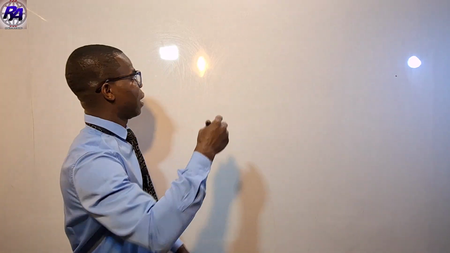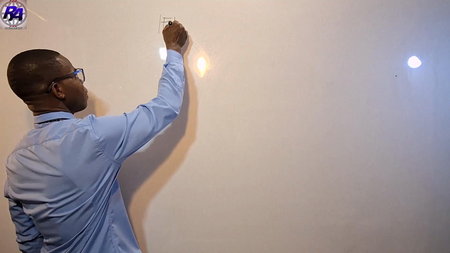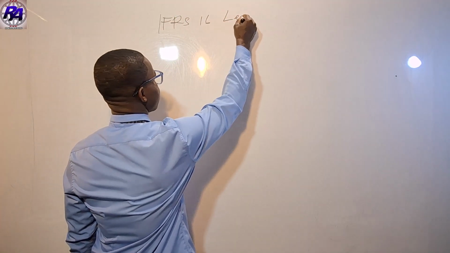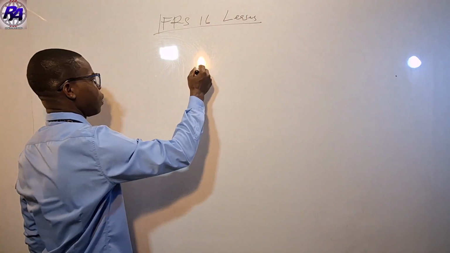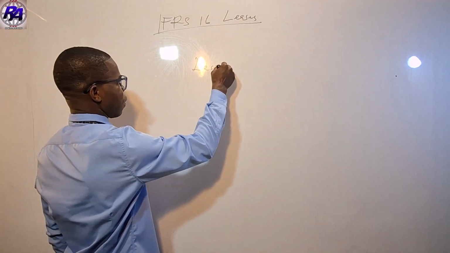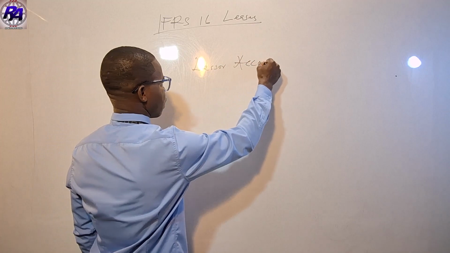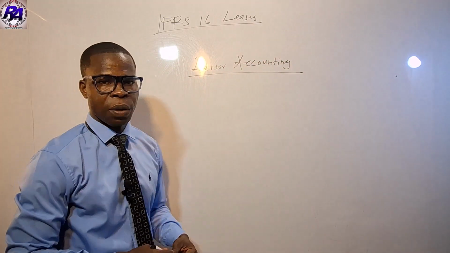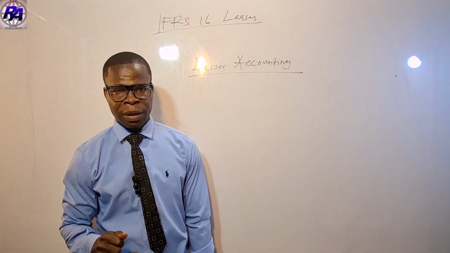So we are still looking at IFRS 16. That is leases. But we want to look at lessor accounting. How a lessor accounts for a lease contract.